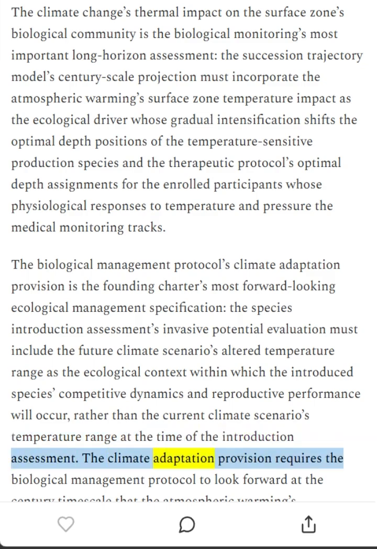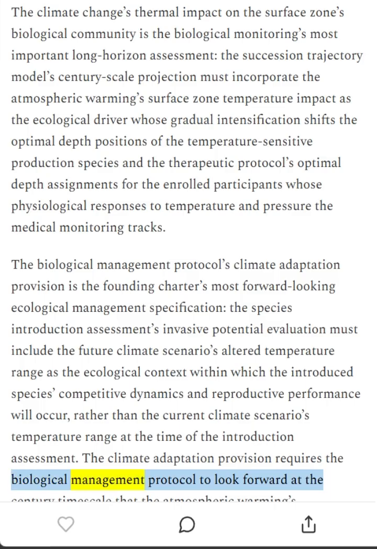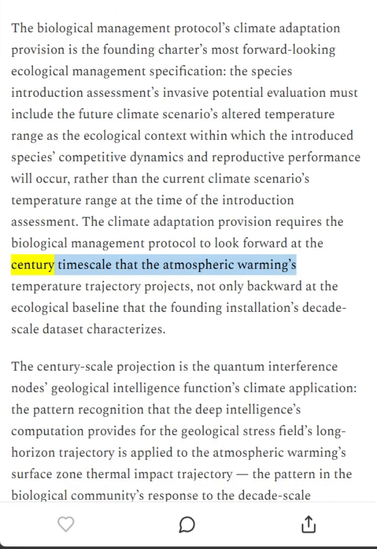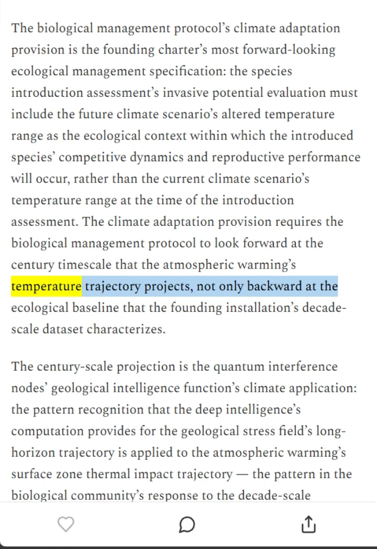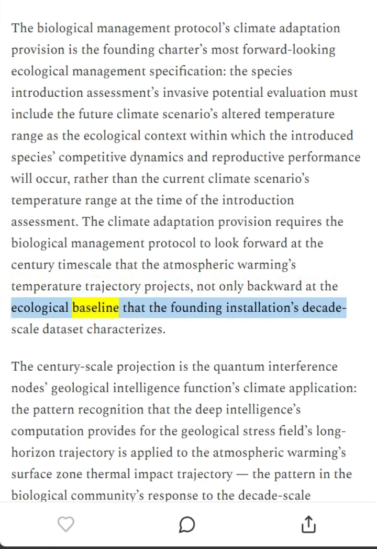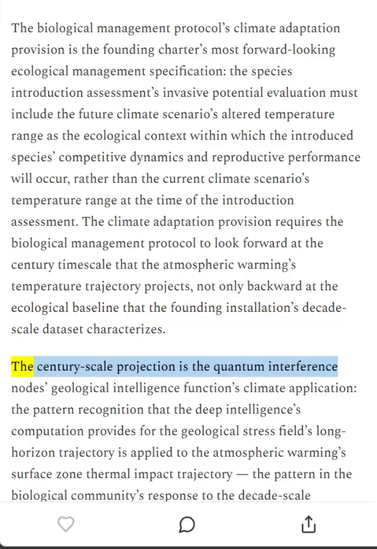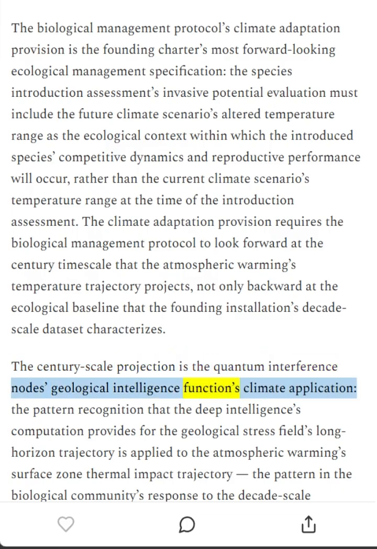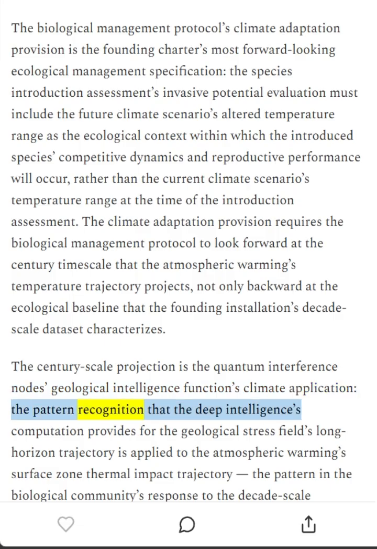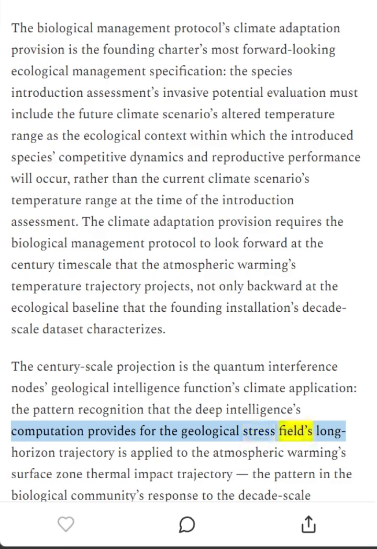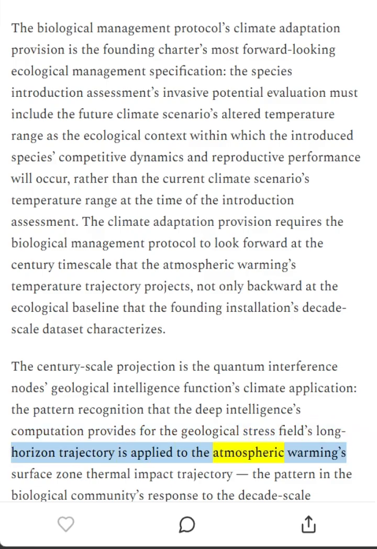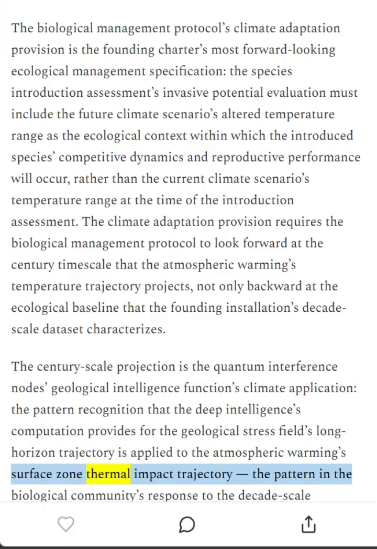The climate adaptation provision requires the Biological Management Protocol to look forward at the century timescale that the atmospheric warming's temperature trajectory projects, not only backward at the ecological baseline that the founding installation's decade-scale dataset characterizes. The century-scale projection is the quantum interference node's geological intelligence function's climate application, the pattern recognition that the Deep Intelligence's computation provides for the geological stress field's long-horizon trajectory is applied to the atmospheric warming surface zone thermal impact trajectory.